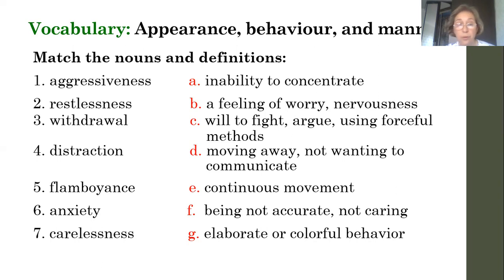Mohammad Nabil. Number 5. Mohammed Nabil, are you here? Hello. Yes. What about flamboyance? Yeah, it's J, elaborate or colorful behavior. Yes. When a person just wants to be in the center of attention and just dresses in colorful coats and so on. Okay.